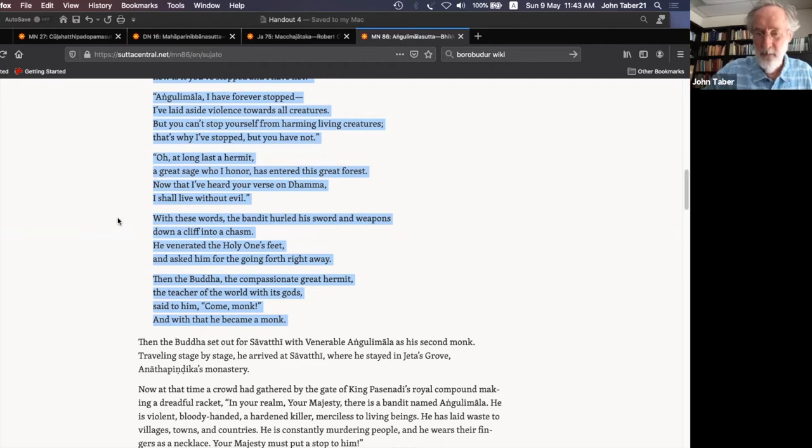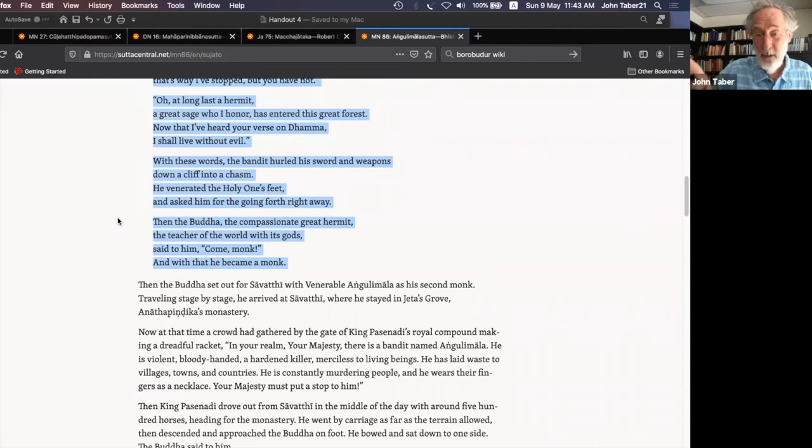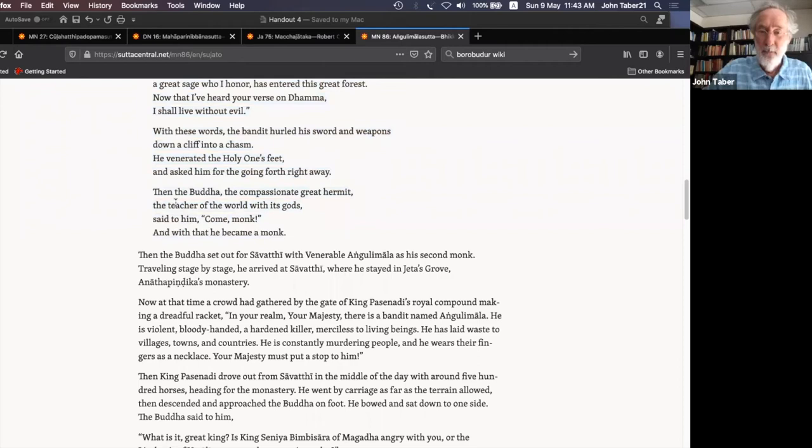Then the Buddha, the compassionate great hermit, and compassionate here is an important qualifier, the teacher of the world with its gods, devas being the Pali word, said to him, come, monk. And with that, he became a monk. So he just says, come follow me, like Jesus says in the Bible all the time. He just tells people, follow me. And that's all it takes. So Angulimala is a monk, and then he's accompanying the Buddha on his journey from one place to the next.